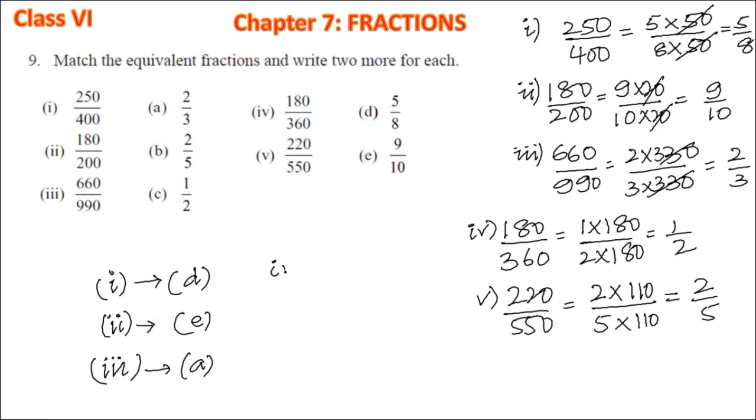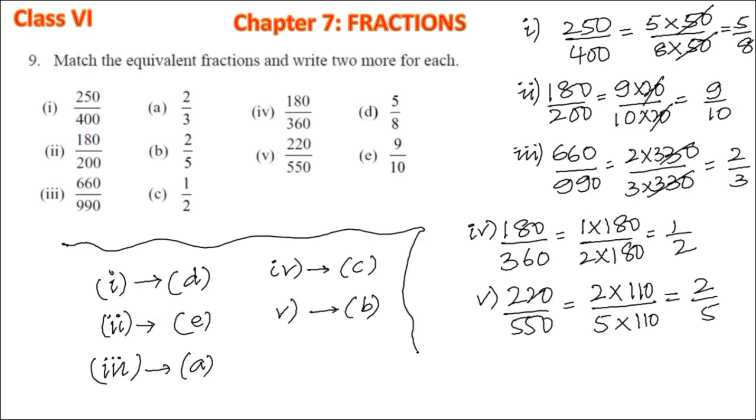For the fourth one, it is 180 upon 360, which is 1 by 2. It is there in option C. For the fifth one, 220 upon 550. On simplification, it is 2 by 5, which is option B. So we have matched this. So the first part of the answer is over.